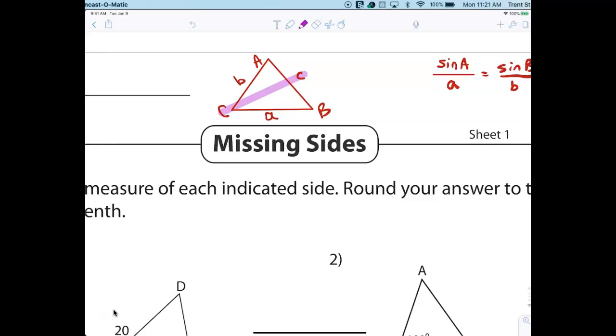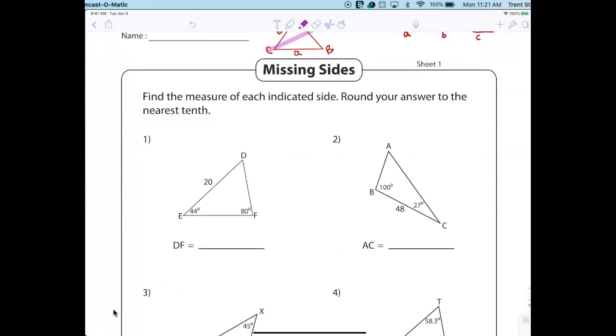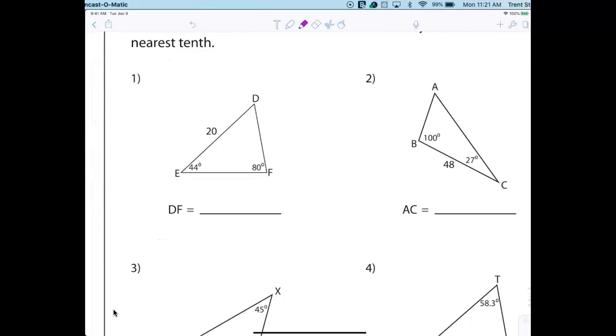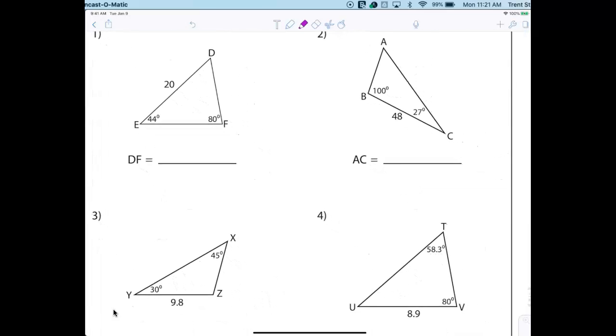We'll do law of cosines when you have side, side, side, or side, angle, side. It's really simple. So let's go ahead and knock out number 1. I'm trying to find DF. DF we're going to call E, even though you can put X if you wanted to. I wouldn't care.